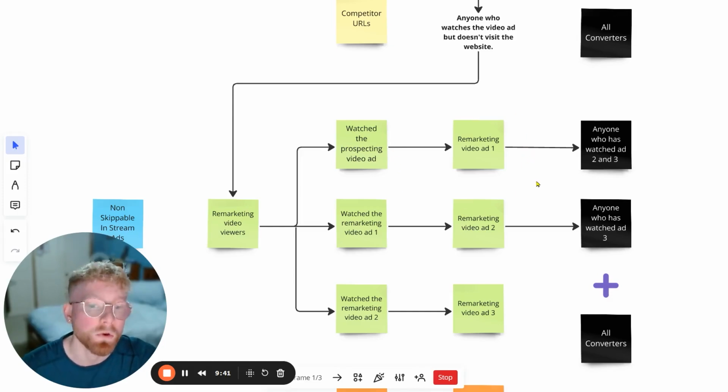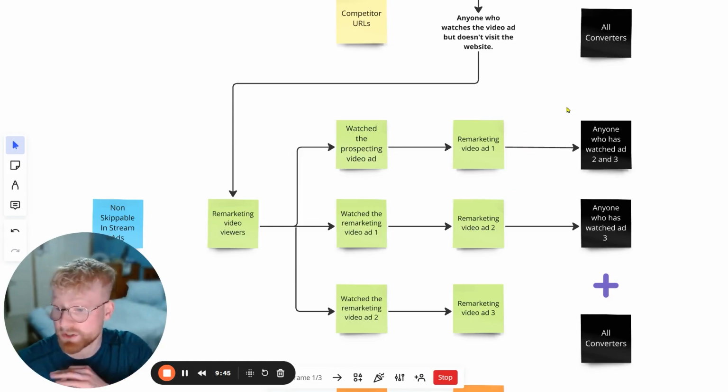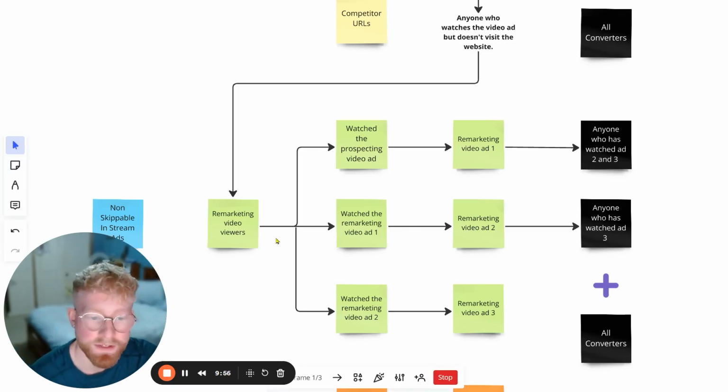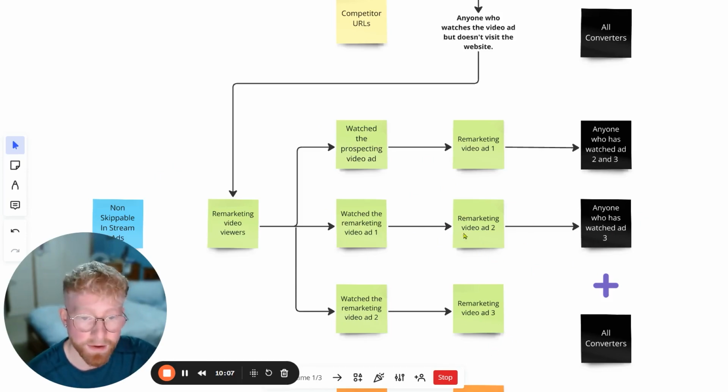Okay, cool. Now let's say they've watched this video ad. They've watched the whole video ad, obviously, because it's a non-skippable ad. And they still haven't visited the website, right? Well, then they will be targeted with this next video ad, video ad 2. An important thing here as well is we are excluding anyone who's watched video ad 3, meaning they have to watch this ad after they watched the first video ad. Again, it's a sequence, right?